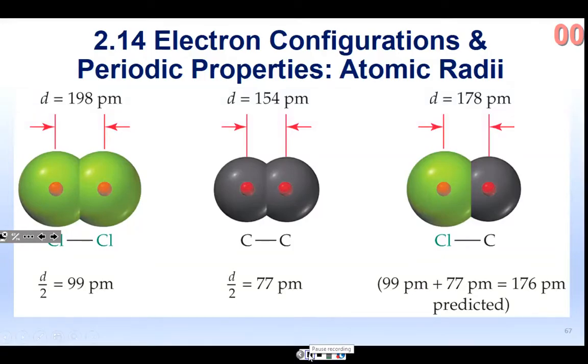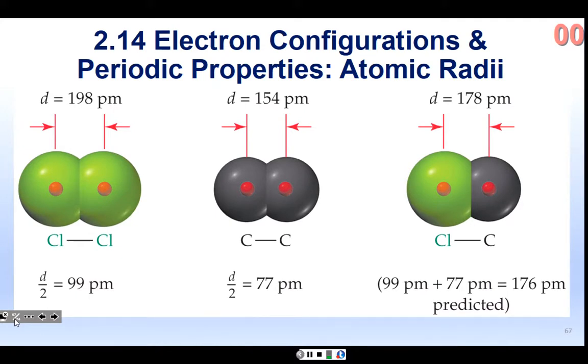If you look at this information from your textbook with some nice diagrams and actual values, we can see the distance between nuclei for different elements. The one on the left would be chlorine molecules, Cl2. The one in the middle is carbon. And for the one on the right, you have chlorine and carbon. The distance between the nuclei is going to be dependent on the size of the particular atoms, the atomic radii.